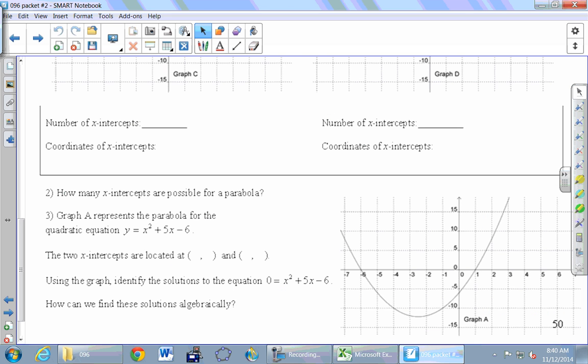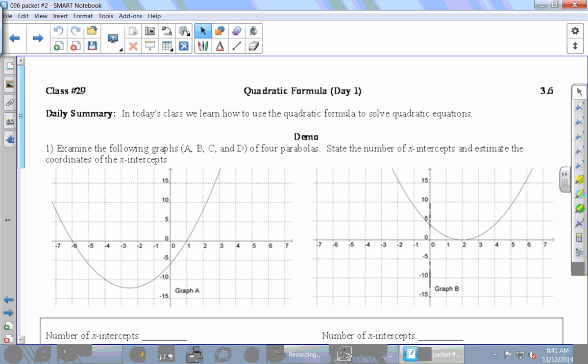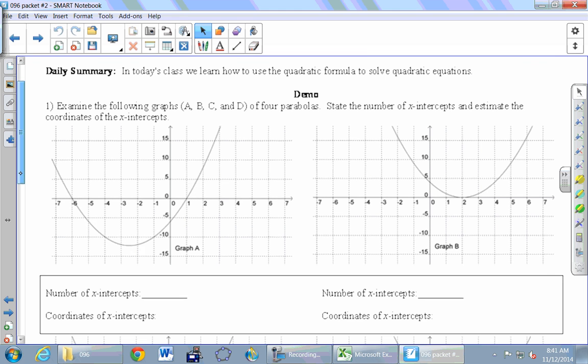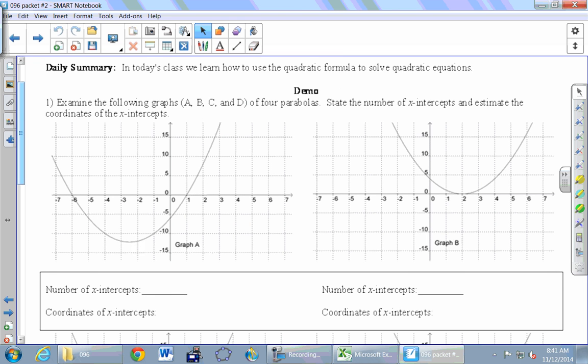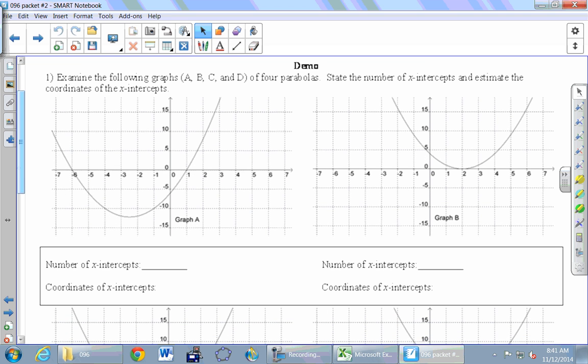So let's jump to page 50. And we'll start way up here at the top with the daily summary. Swan, can you read the daily summary? Thank you. Kayla, 1. Okay, so we're going to look at these 4 graphs.